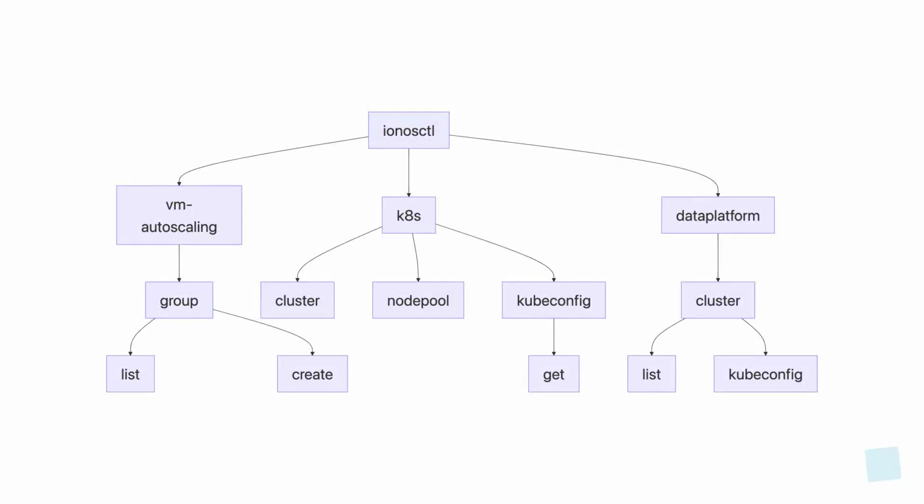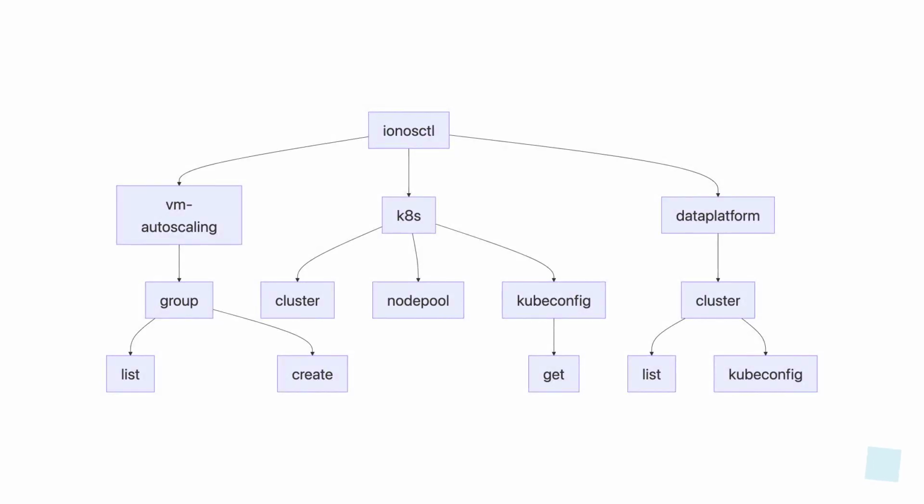A map analogy makes sense. In my experience with other CLIs, I've sometimes felt lost trying to remember exact command structures. How exactly is this command tree organized in Ionosctl? Are there particular patterns I should learn to make my life easier?